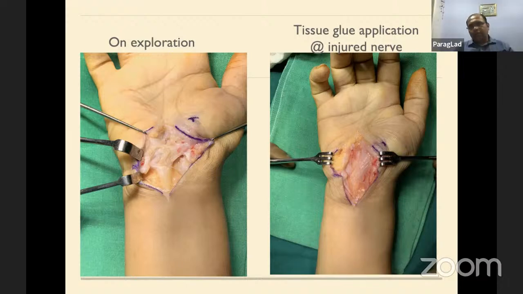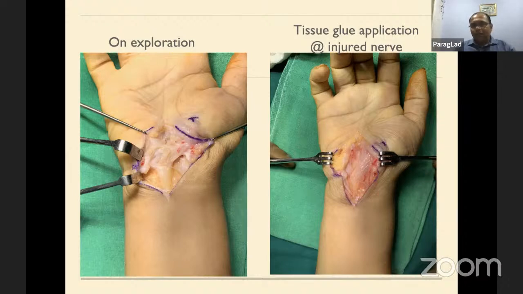Yes, sir. Do you routinely use loops or any other magnification for such kind of case? Sir, this case I had dissected under microscope. I had explored the carpal tunnel under loop magnification, but the internal neurolysis, or microneurolysis or epineurolysis, was performed under a microscope. And I have personally no experience using a bioconduit.